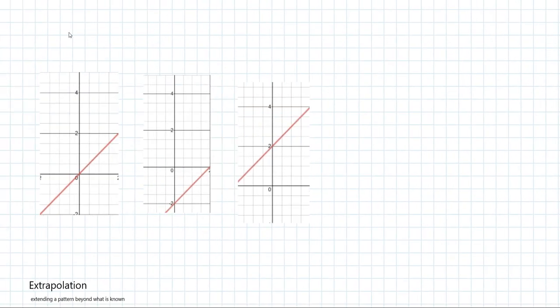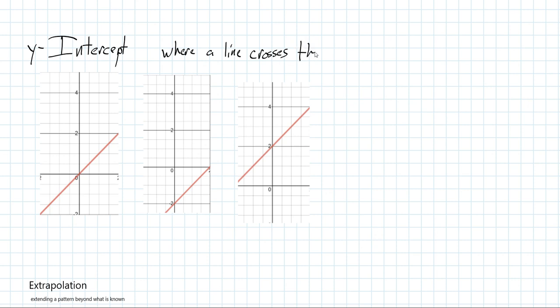Another term we need to know is intercept. And this is usually going to be the y-axis intercept. So this is where a line crosses the y-axis. So here my y-intercept is 0. It crosses at 0. Here my y-intercept is at -2. Where y is -2, that's where it's crossing that line.